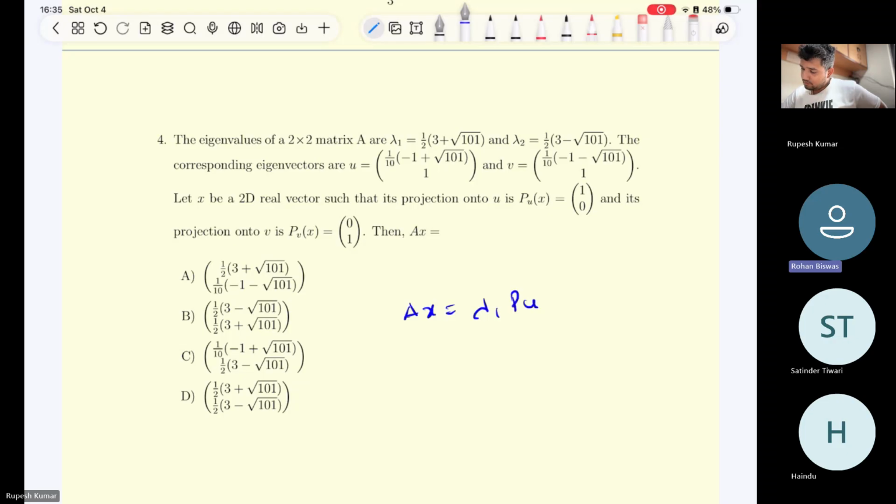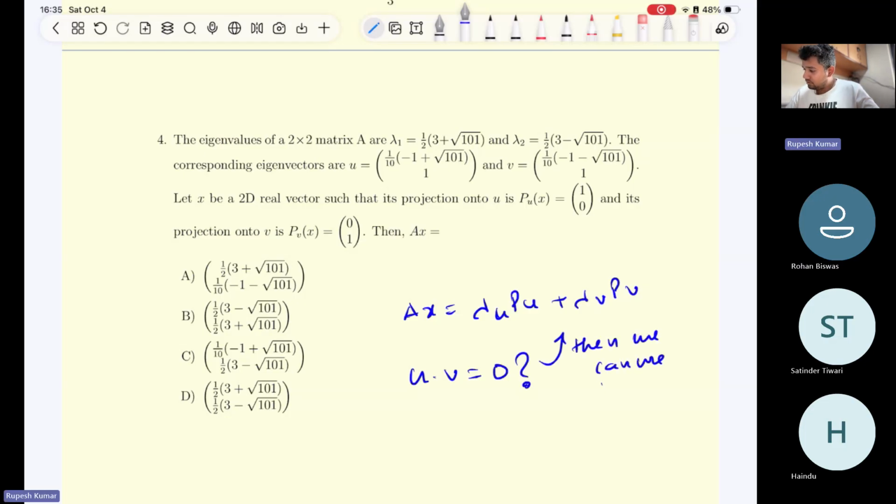So X is already written as two parts. So we'll use that fact and the eigenvector property. You can use the spectral theorem also. If A is a real symmetric matrix, you just have to check that U dot V is 0 or not. Is this true? Yes, it is, then we can use this. Right, they are 0.